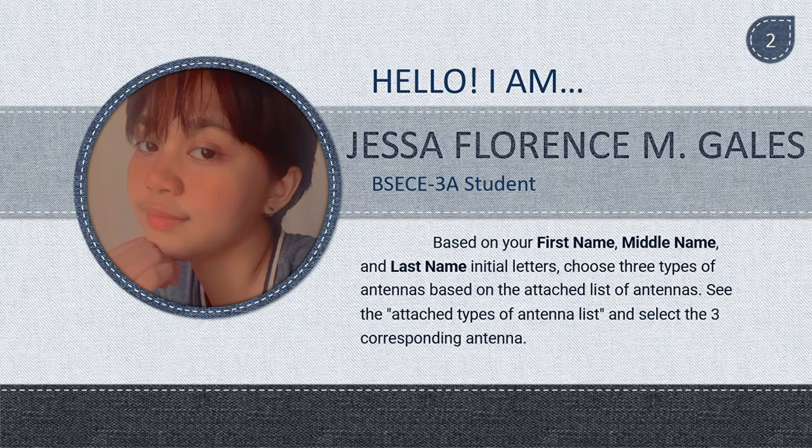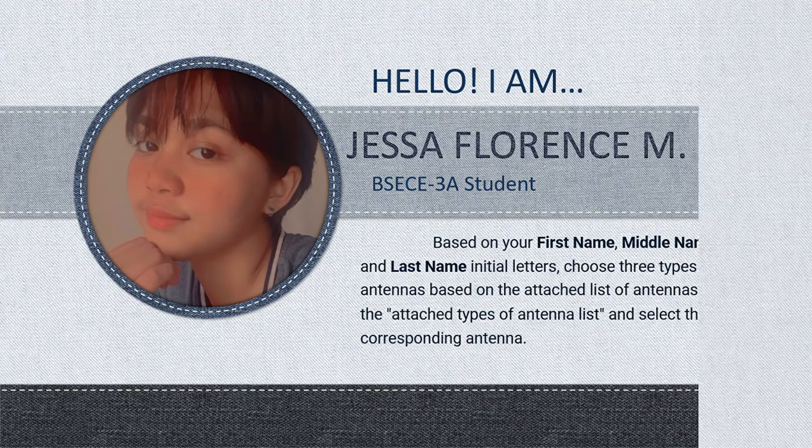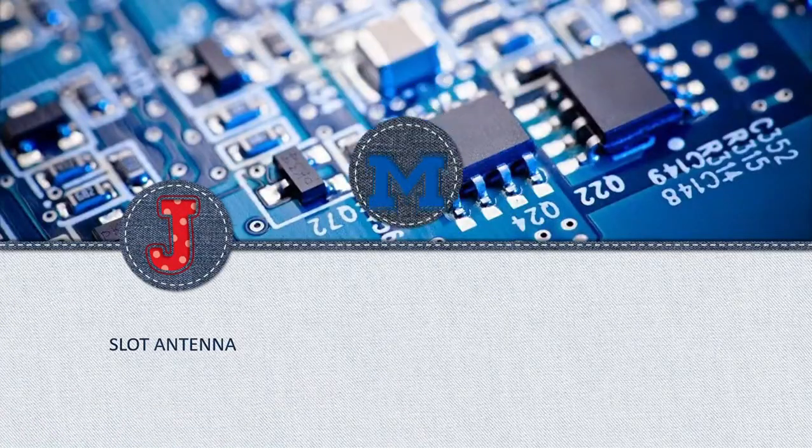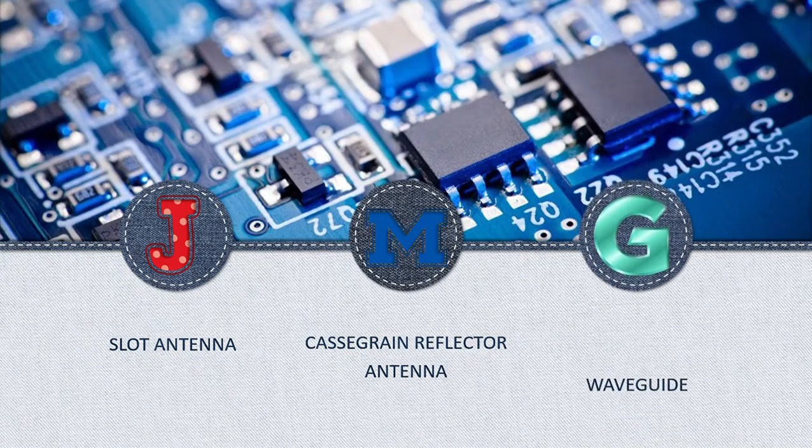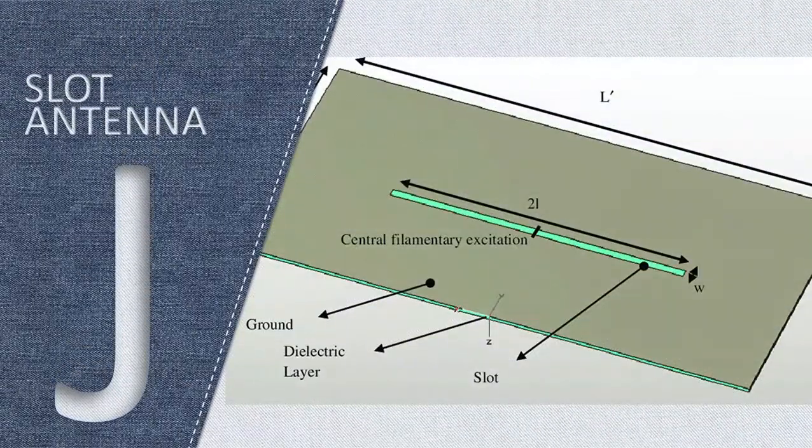So we have an activity and it is based on our first name, middle name, and last name initial letters. We will choose 3 types of antennas based on the attached list of antennas. So I have already chosen the type of antenna regarding with my initials. J is for the slot antenna, M is for the Cassegrain Reflector antenna, and G for the Waveguide. Waveguide is not an antenna. J for slot antenna.